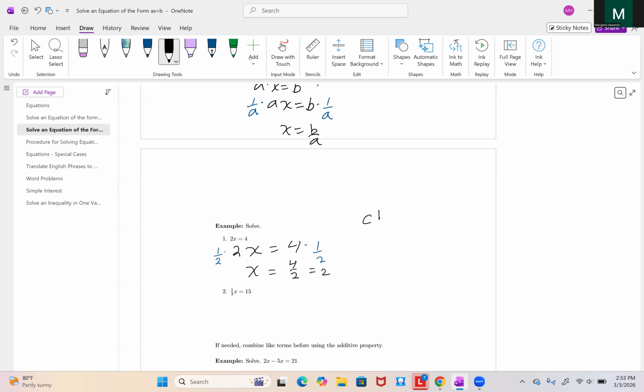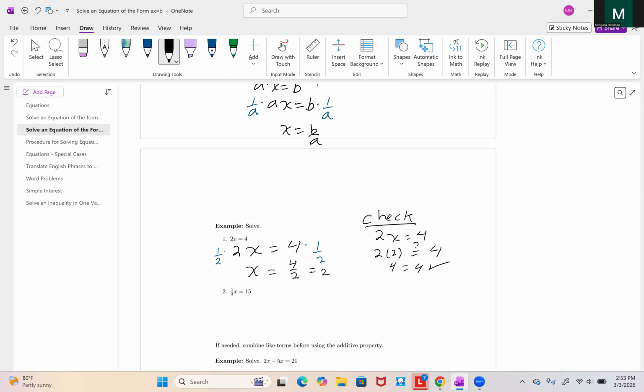We can check. 2x = 4. Replace x by 2. Is 2 times 2 equal to 4? 2 times 2 is 4, which is equal to 4. It's an identity.